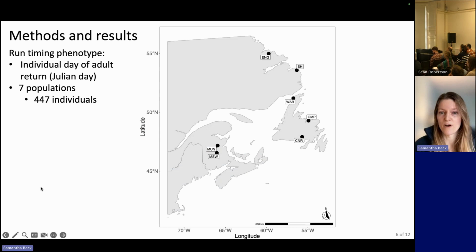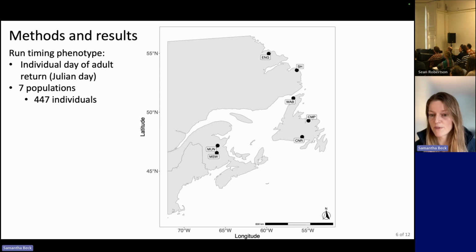So this is where our populations are distributed. We've got 7 populations: 2 in Labrador, 3 in Newfoundland, and then a couple in the Maritimes area. So a total of 447 individuals, and we use the individual day of return as the phenotype as well.